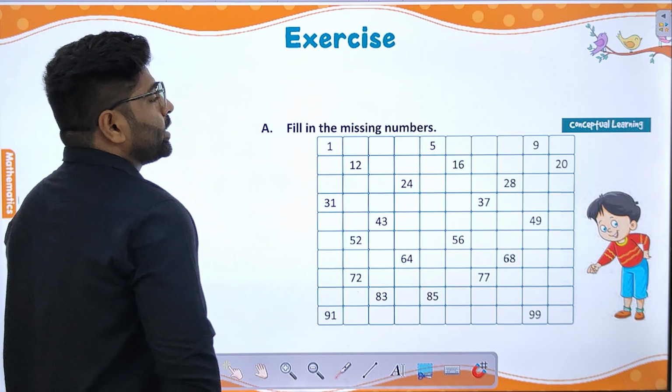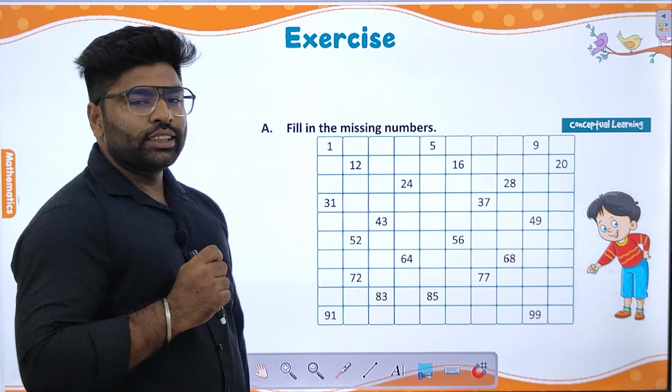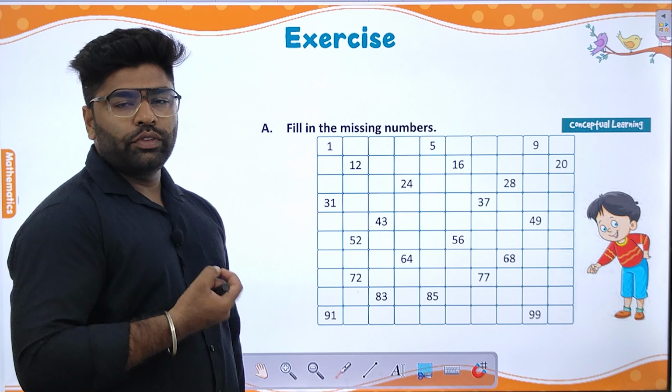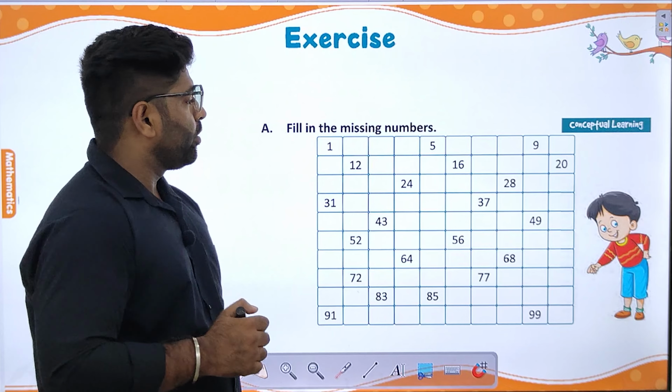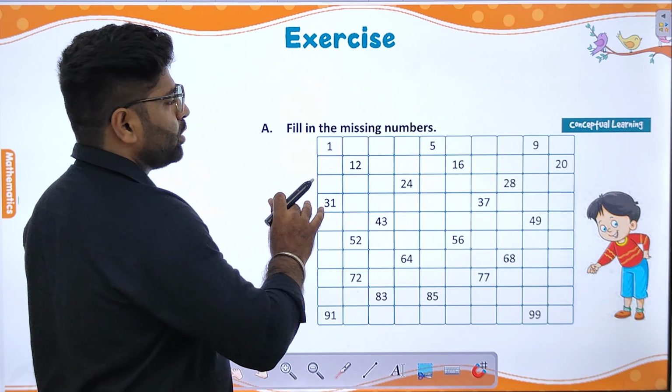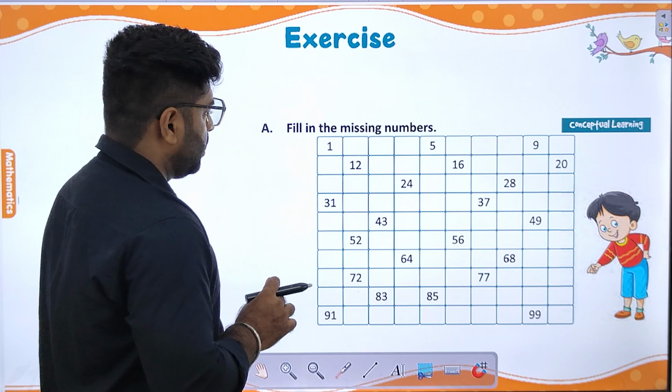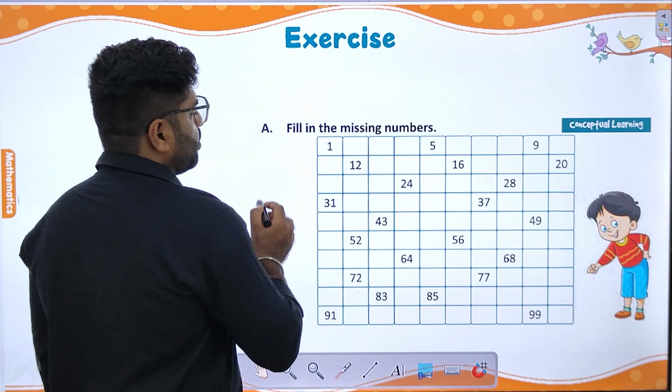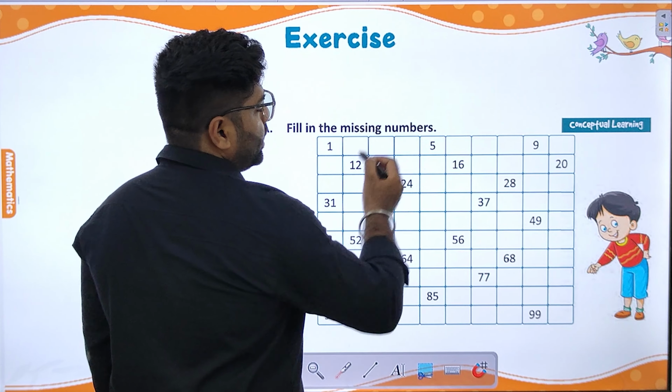Okay, we are having our exercise. In our exercise, we have to just practice our numbers which we have learned before. If we see, this box contains the numbers from 1 to 100. So let's start question number 8. Fill in the missing numbers.